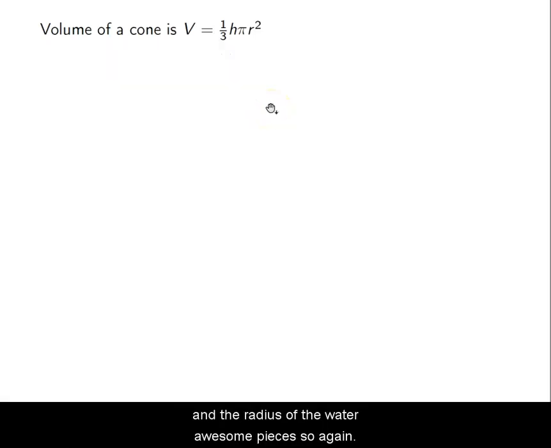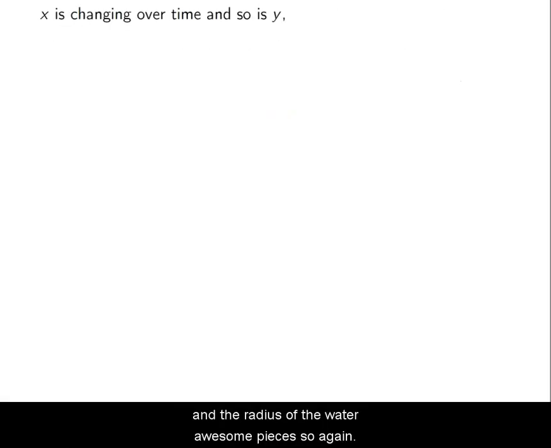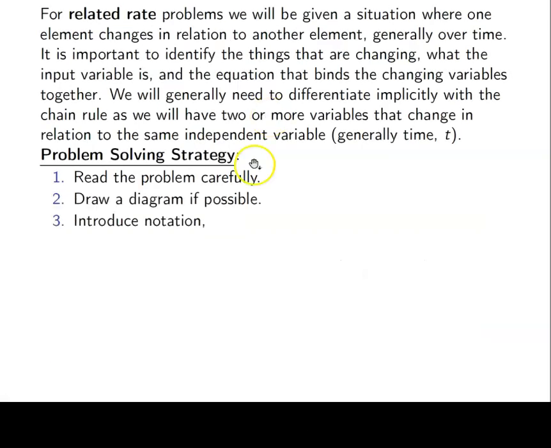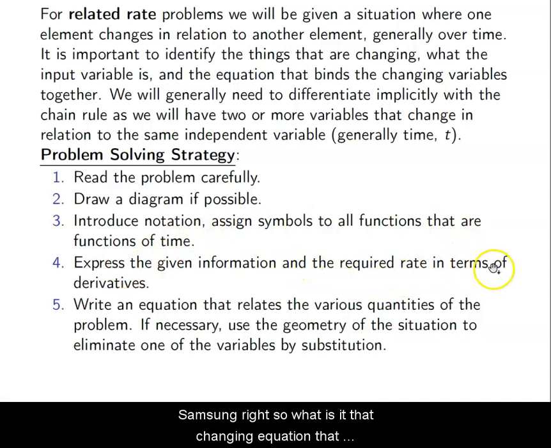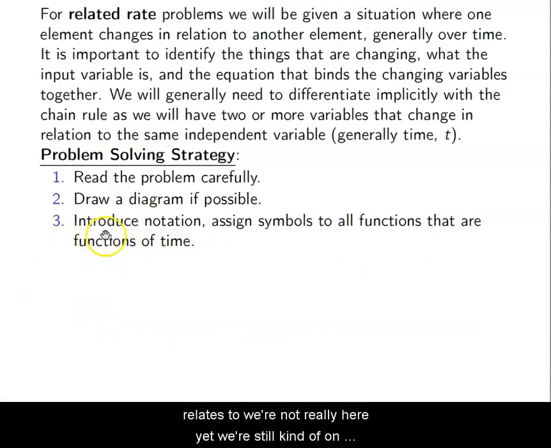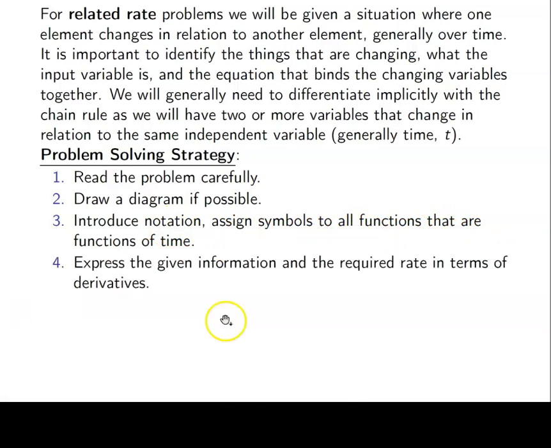So again, that's us going back here and saying, all the way over here, okay, introduce notation, assign symbols, we already did that, express the given information and the required rate in terms of derivatives, right? So what is it that's changing over time, right? Write an equation that relates the various quantities. So we're not really here yet. We're still kind of on 3, right? We introduce notation, we have some symbols, and we want to identify all the things that are functions of time. Okay.